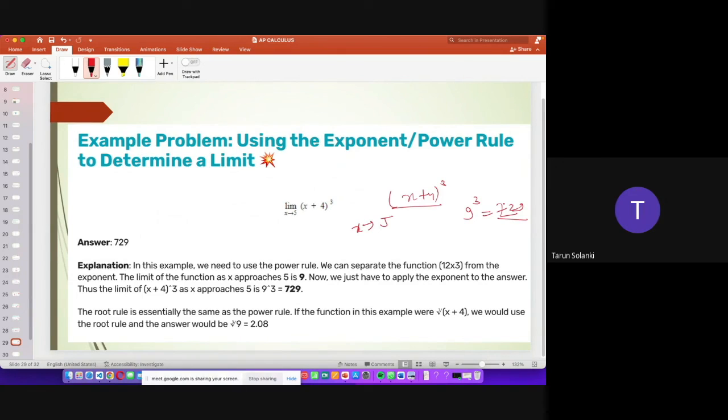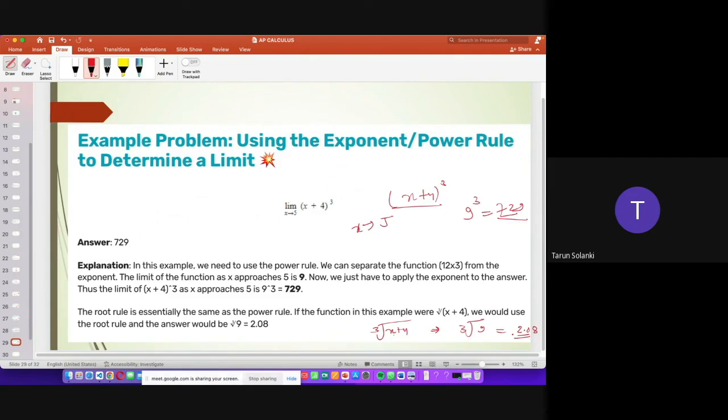So the function is given, and with the root rule, this becomes the cube root of x plus 4, and this 3 comes here. When you put the 5 here, it becomes 5 plus 4, 9. So solving this, you will get 2.08. So this is your answer.